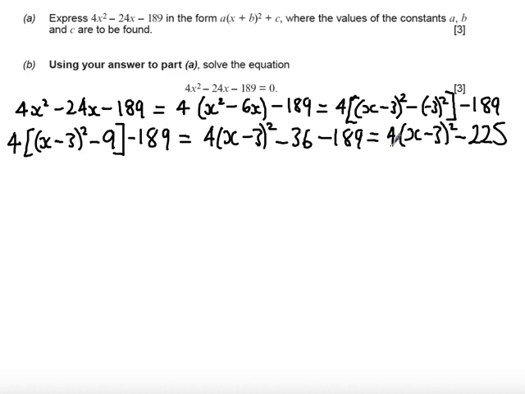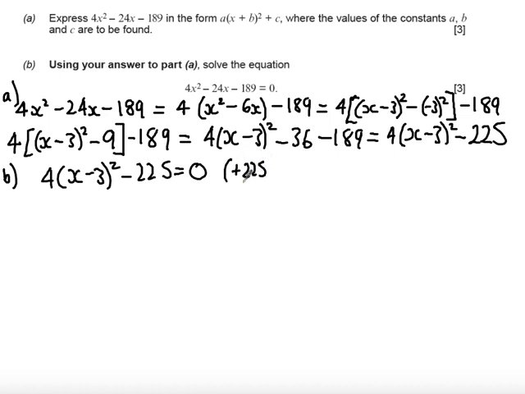Okay, so part B says use your answer to part A to solve the equation 4x squared minus 24x minus 189 equals 0. So if this was part A, part B is now, let's say, okay, well, let's solve 4(x minus 3) squared minus 225 equal to 0. So I'm going to start by adding 225 to both sides. So I get 4(x minus 3) squared equals 225.